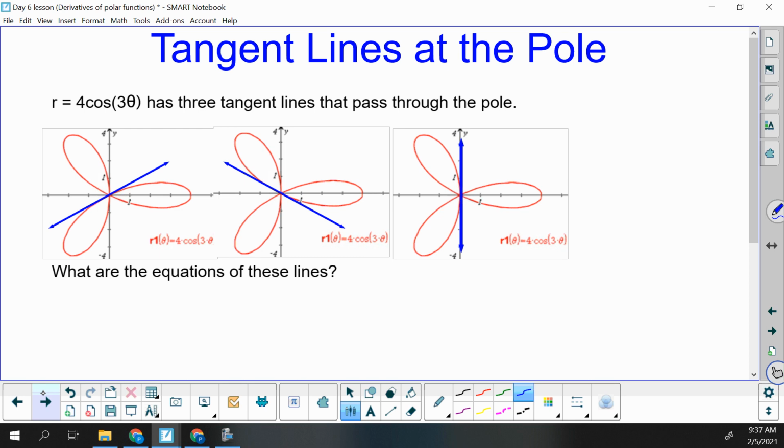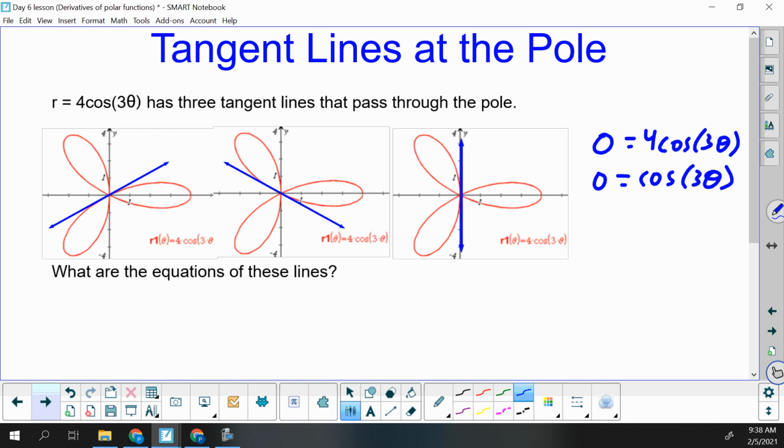Well, what we can do is we want to figure out what values of theta will be when we have those tangent lines. So we're going to work with r equals 4 cos 3 theta. That's the equation shown. So we're going to set that equal to 0. And this will allow us to find the values of theta where we will have tangents at the pole. So I should say tangent lines that pass through the pole. So if we divide the 4 over, we got 0 equals cos of 3 theta.